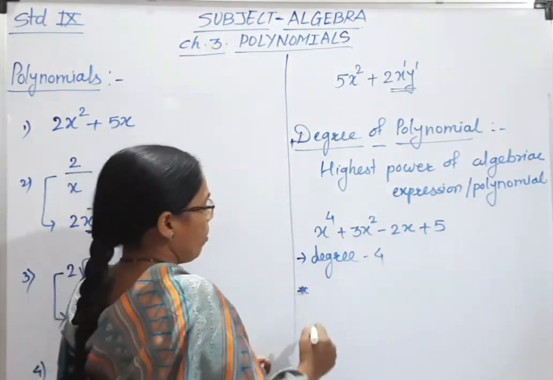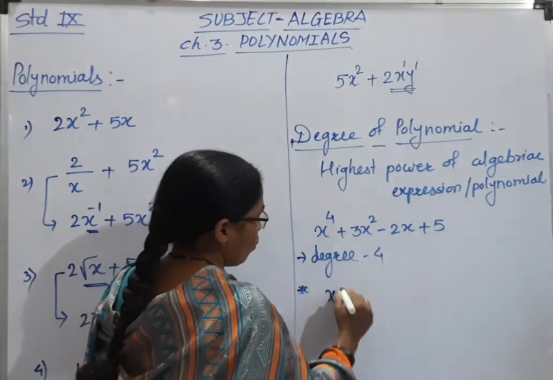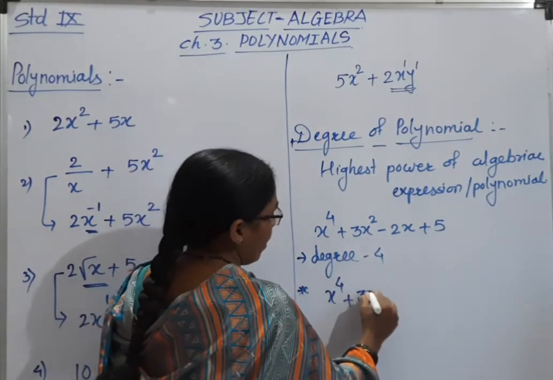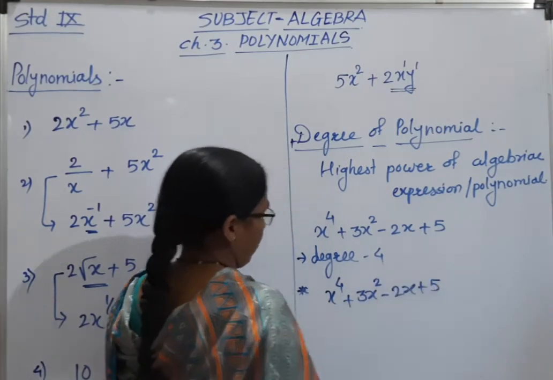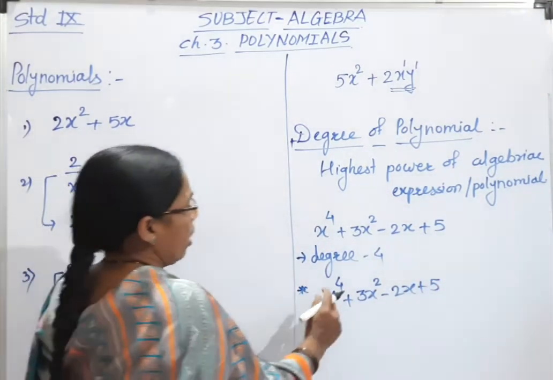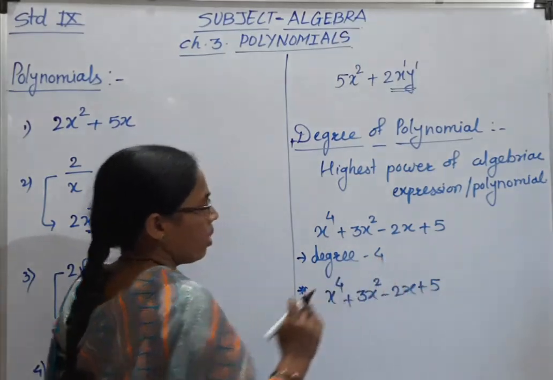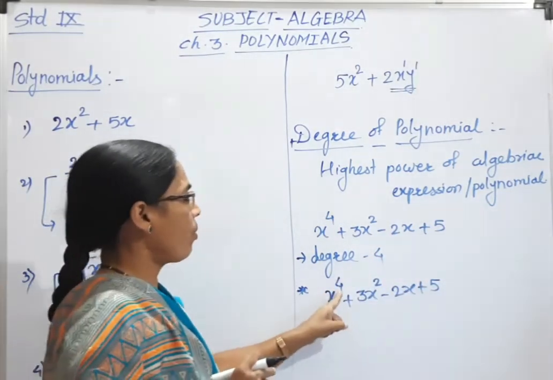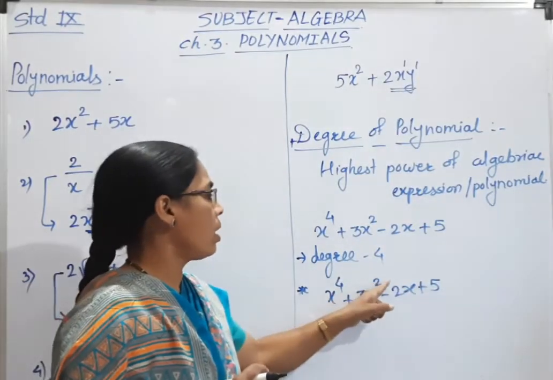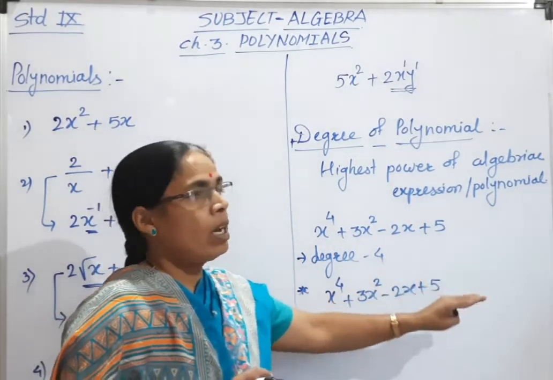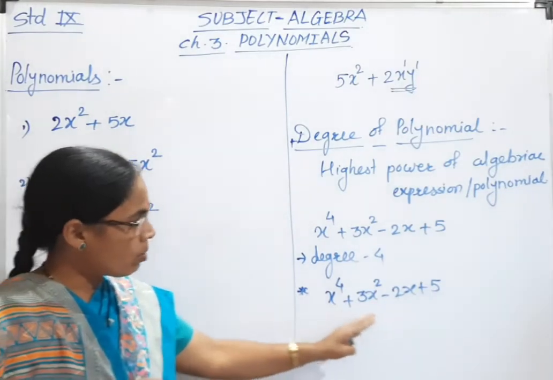Now in this example, already we have x raised to 4 plus 3x square minus 2x plus 5. Here the first degree is 4. After 4, which number should be there? The degree should be 3. Then here it is 2. Then here it is 1. But in that example, only some terms are given.